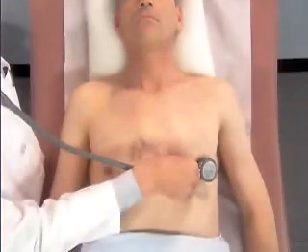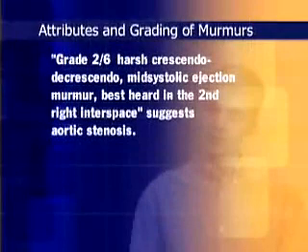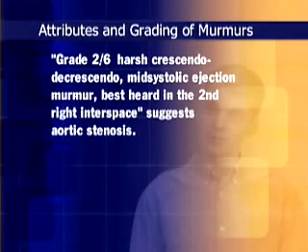You should learn the characteristics of murmurs arising from each of the valvular lesions, and then use these terms when you describe them. For example, a grade 2/6 harsh crescendo-decrescendo mid-systolic ejection murmur, best heard in the second right interspace, suggests aortic stenosis.